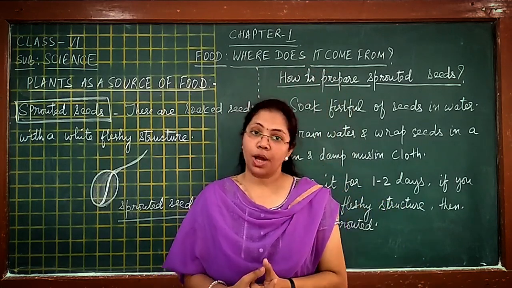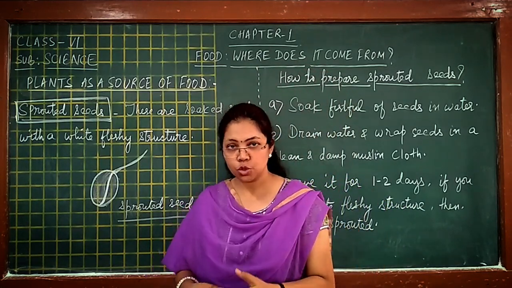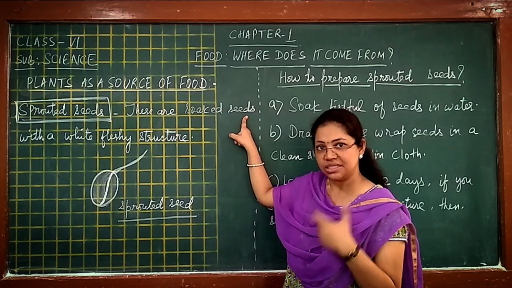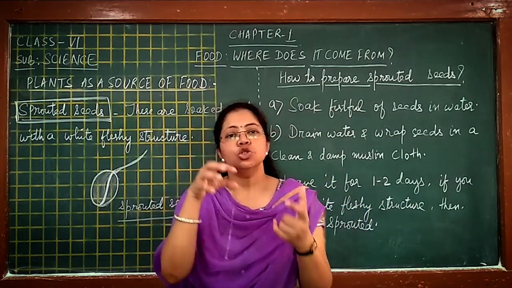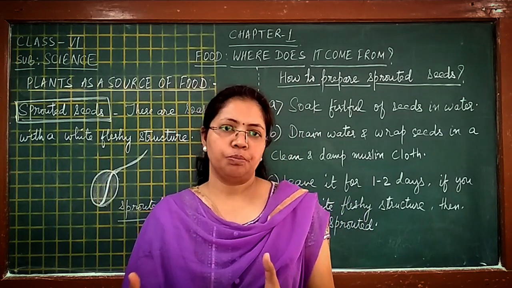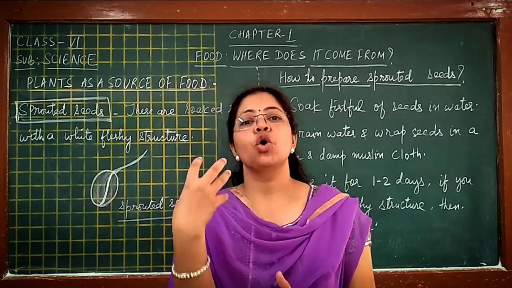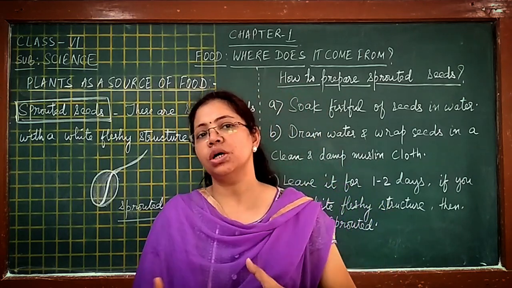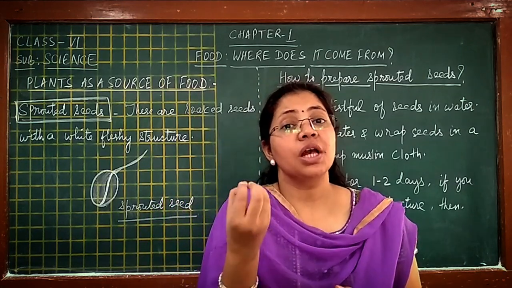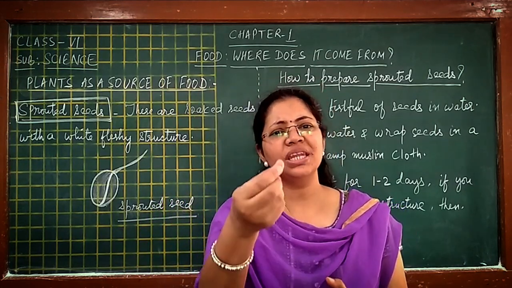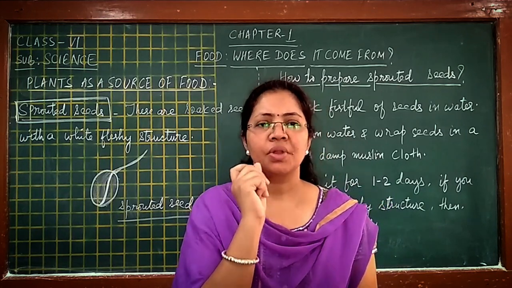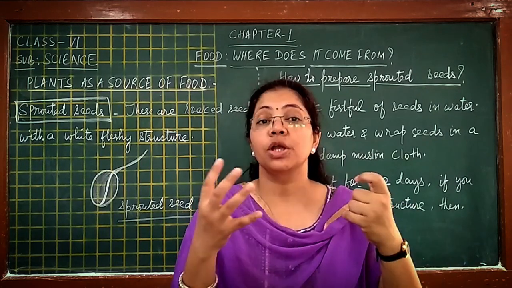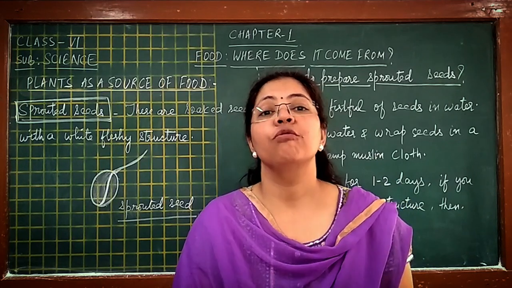So, what are sprouts or sprouted seeds? Students, sprouted seeds are soaked seeds. Soaked seeds means we soak them in water for a few hours, and after that when we take them out, we call them soaked seeds. When you soak dry seeds in water, after a few hours you will observe that the seeds have become very soft. They have become so soft that you can even crush them with your fingers, and they have swollen up. Why? Because they have absorbed water.